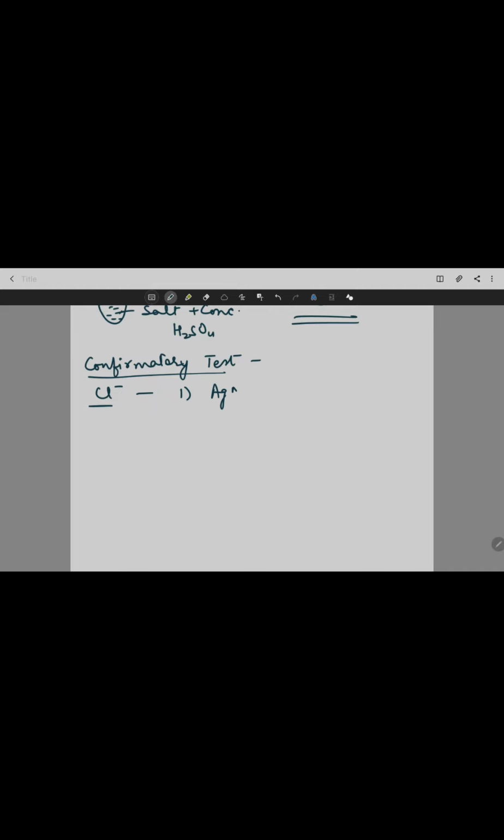The first test is the silver nitrate test. How do we perform this test? We will take the aqueous solution, and in this aqueous solution, if we add dilute HNO3, 1 to 2 drops, and we add silver nitrate solution, we get white precipitate. So appearance of white precipitate will confirm that the given radical is chloride.